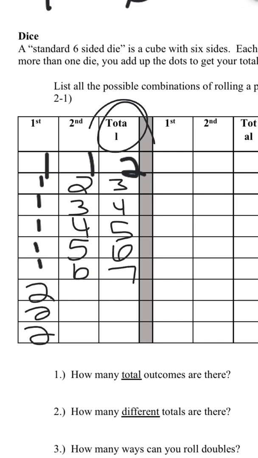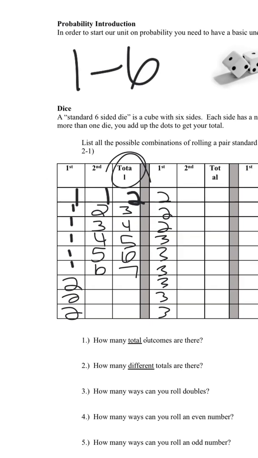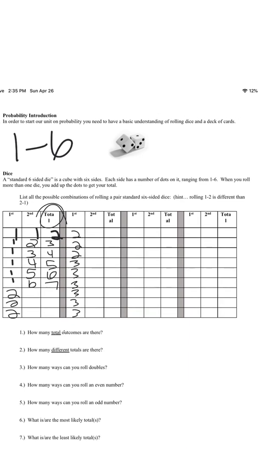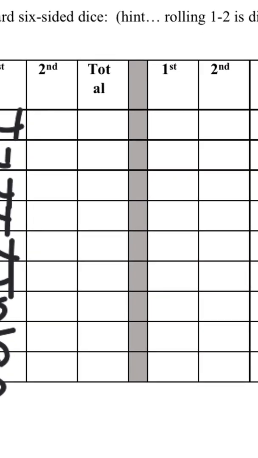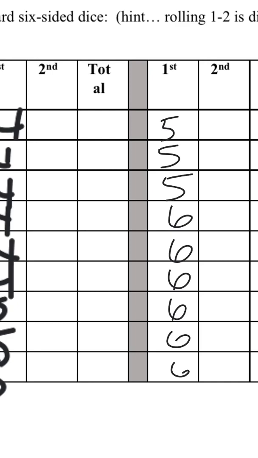If I have 2, 2, 2, 2, 2, 2, assume these are all the different possibilities. 3, 3, 3, 3. All right. And I'm going to keep going. Then this is going to be 4, 4, 4, 4, 4, 4, 1, 2, 3, 4, 5, 6. And then 5, 5, 5, 5, 5, 5, 6, 6, 6, 6, 6, 6. 6, 5, 4, 3, 2, 1.